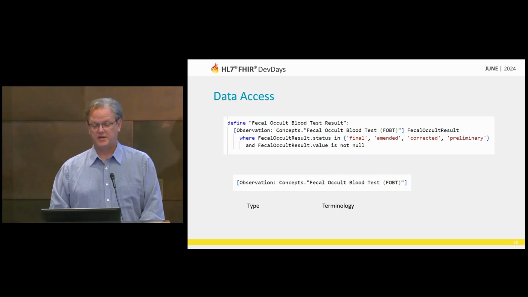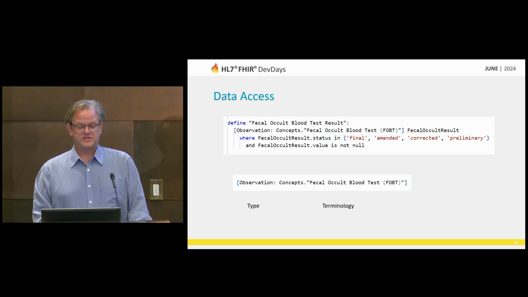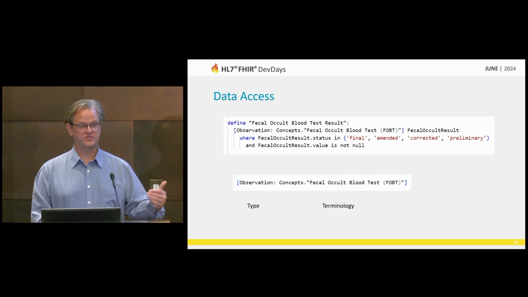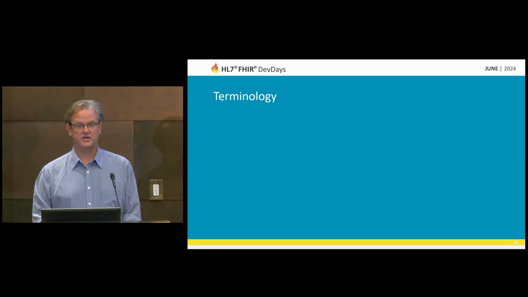All right, so the next thing is that when we got down to that fecal occult blood test result, we see this observation concepts, fecal occult blood test, FOBT. That's actually called a retrieve, and that represents data access within CQL. So anytime you need to go get data in CQL from the record, this retrieve is how you do that. The retrieve has a type, and it has a terminology. The type comes from the model, so we're using FHIR, so we have a thing called observation. And the terminology comes from CQL declarations for terminology.